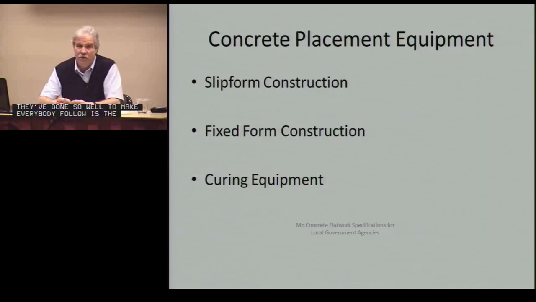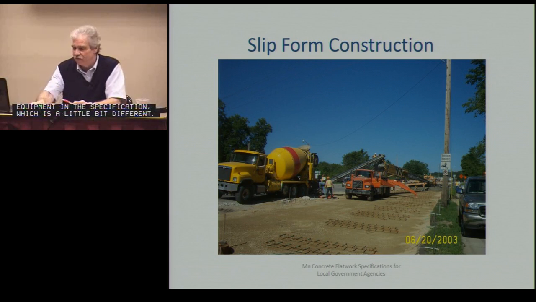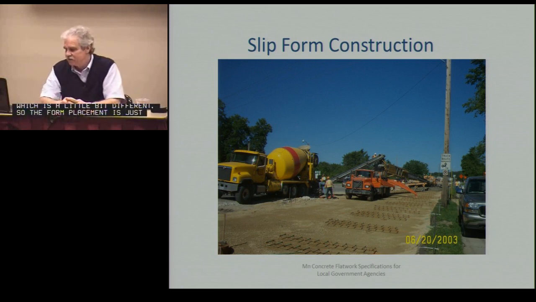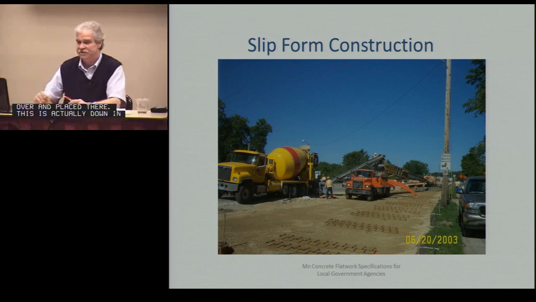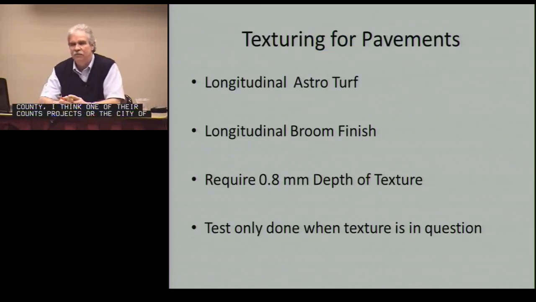Concrete placement equipment: we allowed slip form paving, fixed form construction, and we have a little bit on the curing equipment in the specification, which is a little bit different in there. Slip form placement is just slip form placement of concrete. This picture shows a conveyor being used to bring the concrete there, and the dowel baskets that have to be pulled over and placed there. This is down in Olmsted County, I think, one of their county projects, or the city of Rochester.